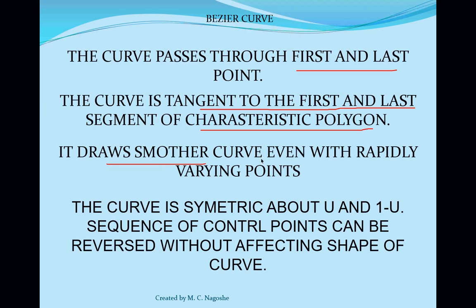It even draws a smooth curve even if the variation in the points is too much. Even if the points vary very rapidly, it still draws a smoother curve. The curve is symmetric about u and 1 minus u. The sequence of control points can be reversed without affecting the shape of the curve. So if you change the sequence of the points, the curve is not going to be affected. So it is symmetric about u and 1 minus u.